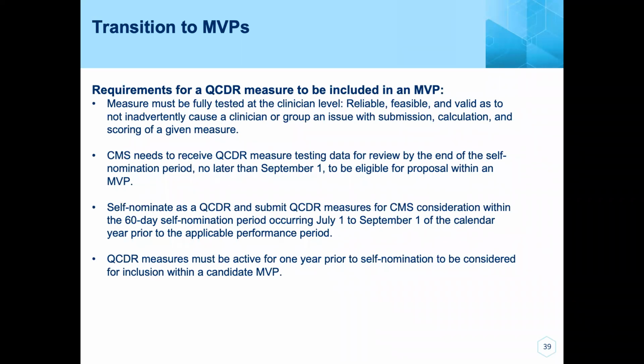The QCDR measure must be self-nominated as a QCDR and submit QCDR measures for CMS consideration within the 60-day self-nomination period, occurring July 1 to September 1 of the calendar year prior to the applicable performance period. And the QCDR measure must be active for 1 year prior to self-nomination to be considered for inclusion within a candidate MVP.